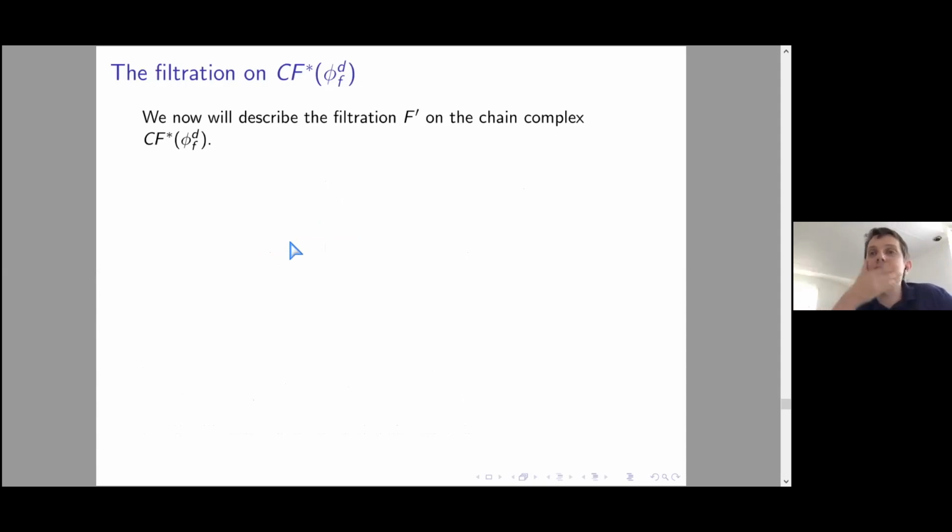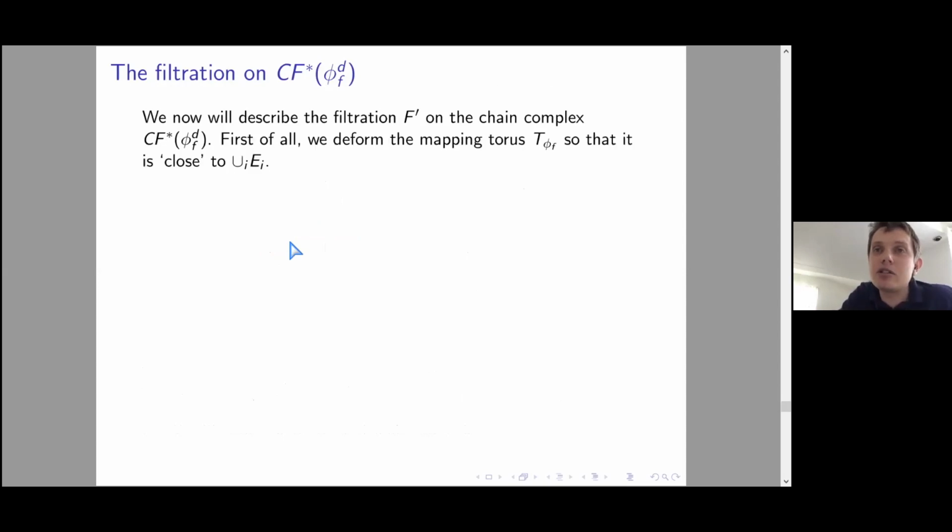And now I want to describe the filtration on the chain complex underlying Floer cohomology. And that's basically the action filtration. The first thing you have to do, though, is choose the right contact form. And the contact form is as follows. You take the mapping torus and you put it really close to the union of these hypersurfaces, the union of the Ei.